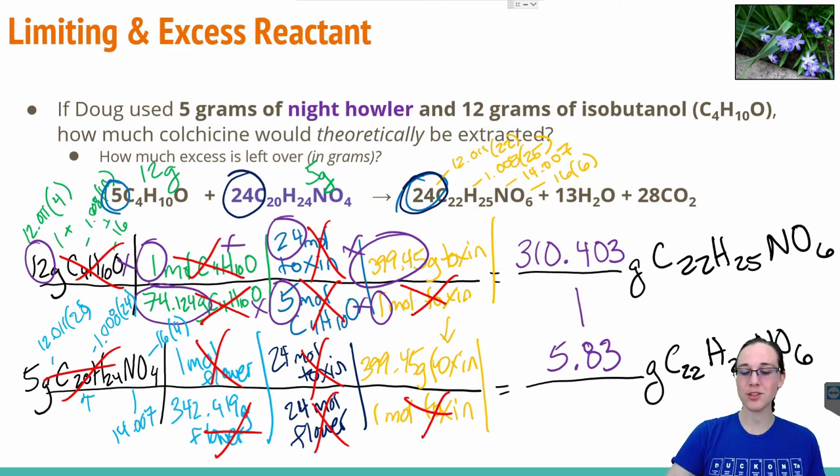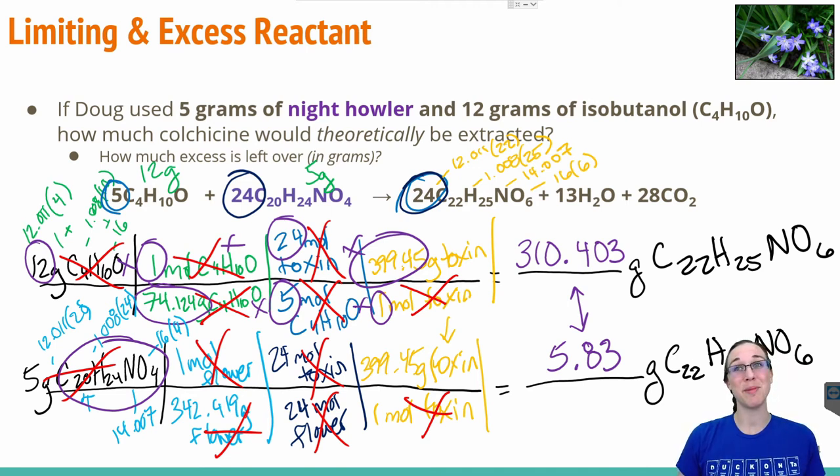When we compare these two values, we see clearly that 5.83 is much smaller than 310.403. Therefore, we can conclude that the limiting reactant here is the Nighthowler flower, which makes a lot of sense because that's where the toxin's actually coming from. Coming out of the flower.